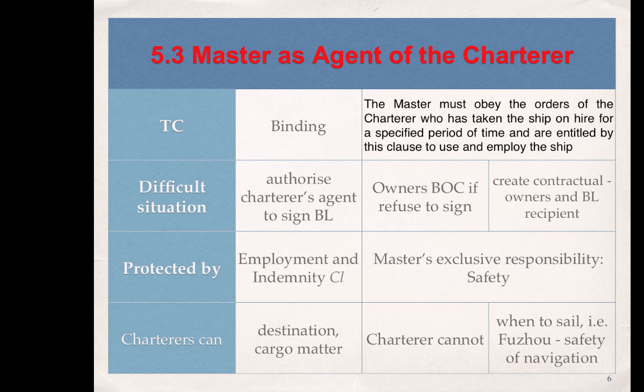But I know very well that there is no night unberthing. Under the local Chinese law, there is no night unberthing. At that time, I was very pressurized by the charterers, but I said no. Okay, in this respect, sometimes it could be deemed as a breach of the time charter party, but actually it is not.